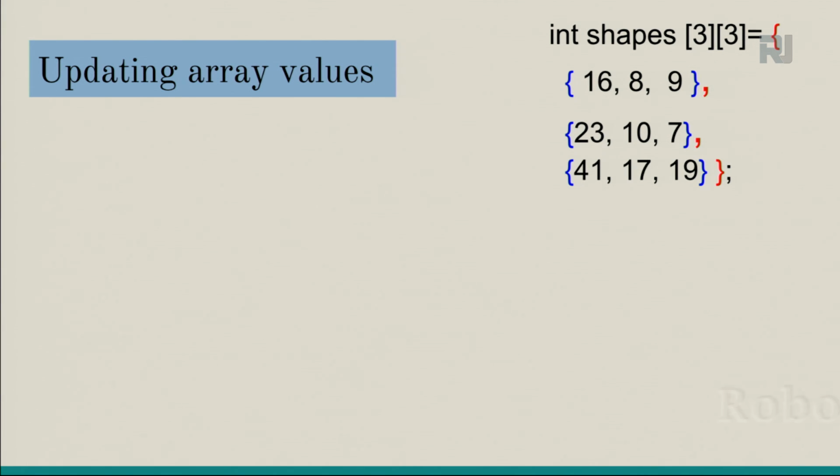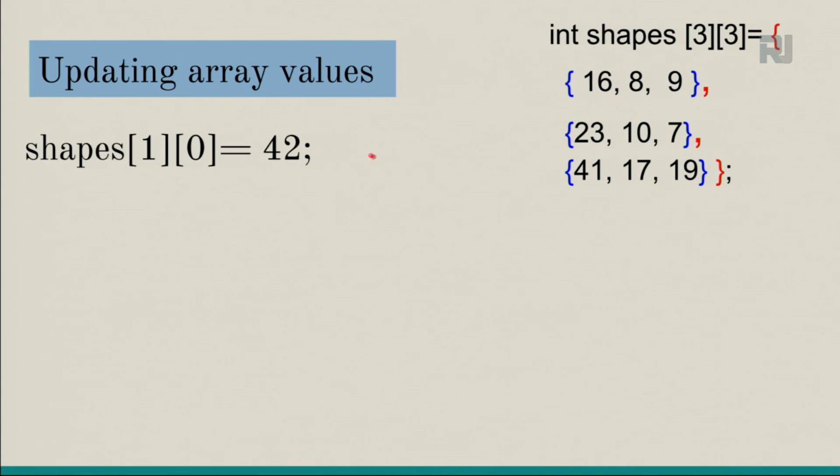Now let's see how we can update these array values. The updating of an array is exactly the same as a single dimension array or regular array that I've explained in previous lectures. So we put a value and we just put the index address, shapes 1, 0. This means 1 and 0, 0, 1, 1, 0. This value now is being updated. So this shapes 1, 0 refers to 10. And when you put 42, it means 42 should go in this location.